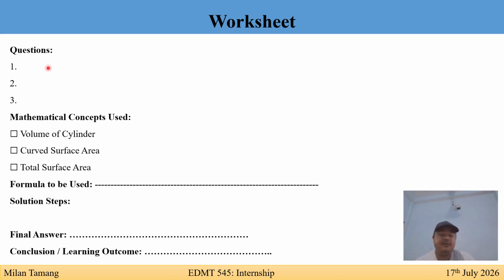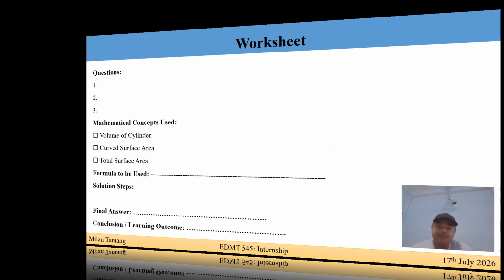Here are 6 questions they have to design based on Bloom's taxonomy. And what mathematical concept is used in this problem? They have to write it here. And what type of formula have they used? They have to write the formula, solution steps, the final answers and conclusion. In this way, I have designed the worksheet which the participant has to complete.